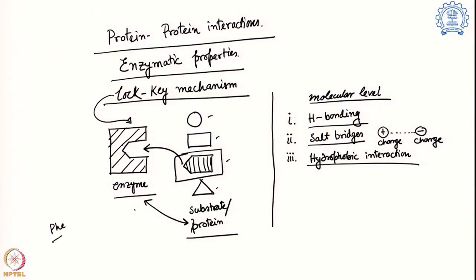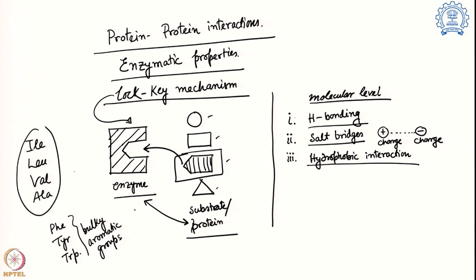However, there are different amino acids, for example phenylalanine, tyrosine, tryptophan, all those groups which contain very bulky aromatic groups around them. Along with that, we have also got isoleucine, leucine, valine, even alanine, these kinds of amino acids which produce a hydrocarbon chain as a side chain. So those kinds of groups, hydrocarbon chains or bulky aromatic groups, create a lot of hydrophobicity. And this hydrophobic interaction can also play a role.